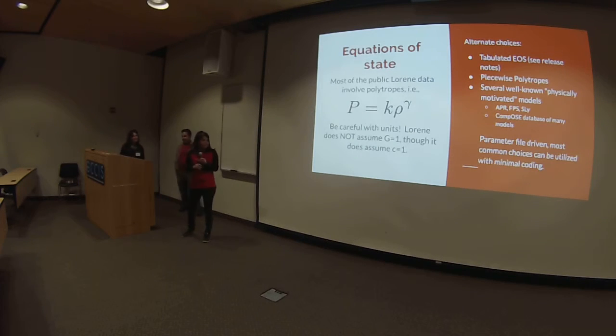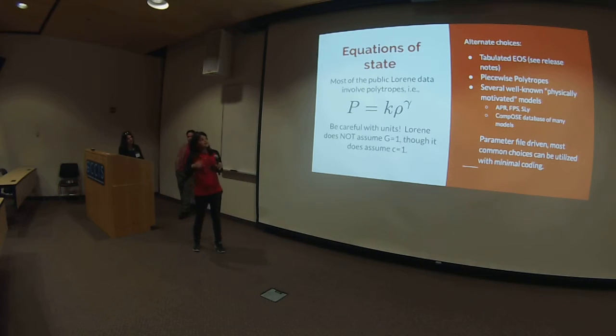I'm Josh's PhD student, and I'll be going over all the parameter files, or the initial setup of Lorene, that you need. Most of the public Lorene data involves polytropes, where the pressure is a function of density and adiabatic index. But in Lorene, there are tabulated equations of state, where you basically have a table with a bunch of numbers for different equations of state, which you can use.